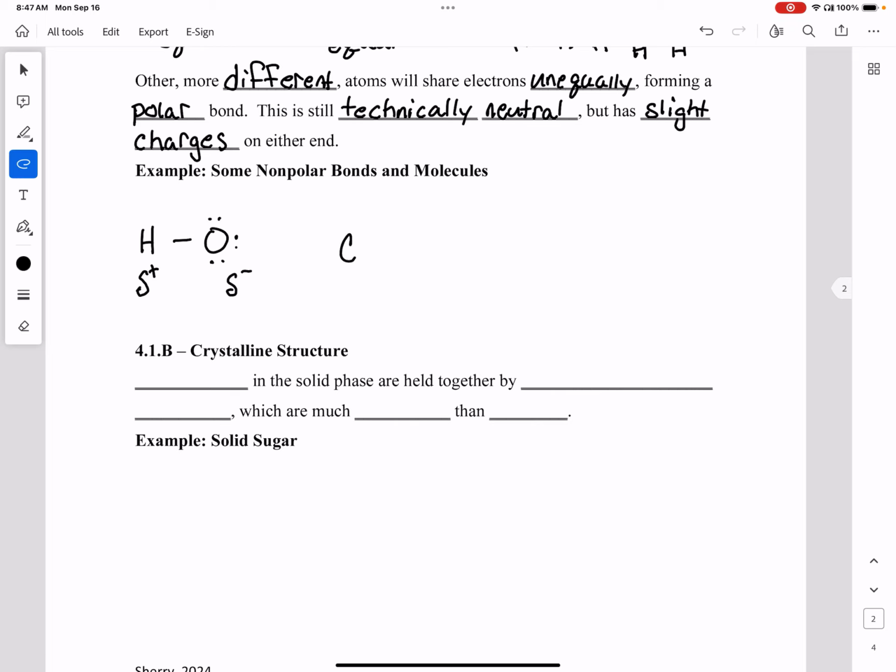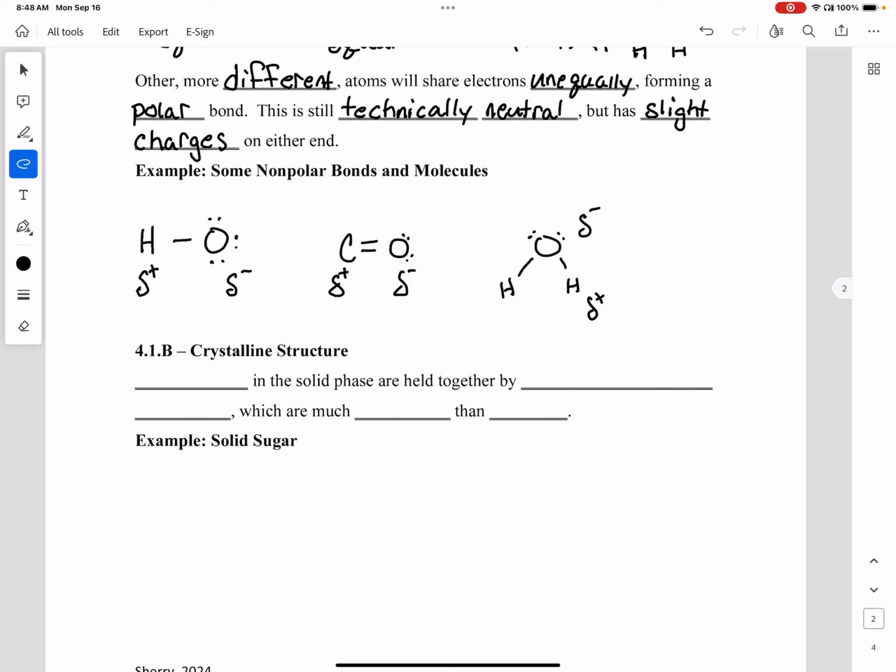So let's look at a C. This is called a double bond. That's going to be slightly positive, and that's going to be slightly negative. And let's look at a water molecule. It has an overall polarity. Since these hydrogen atoms are on the same side, that side is slightly negative, and this side is slightly positive. It's a polar molecule.